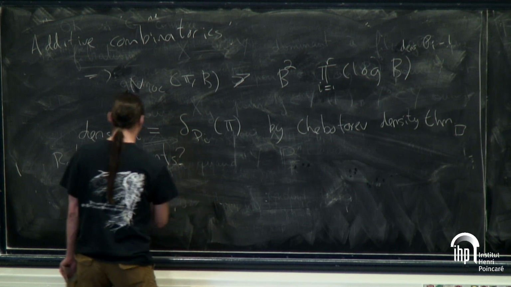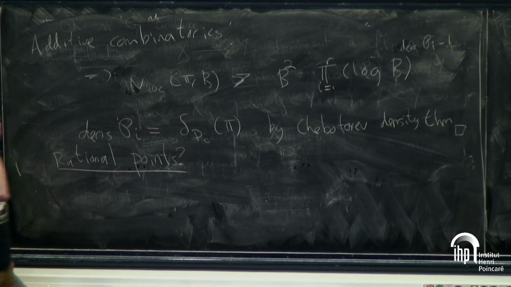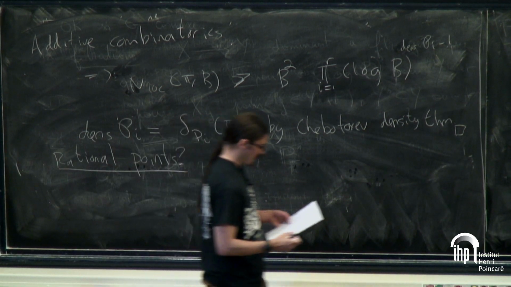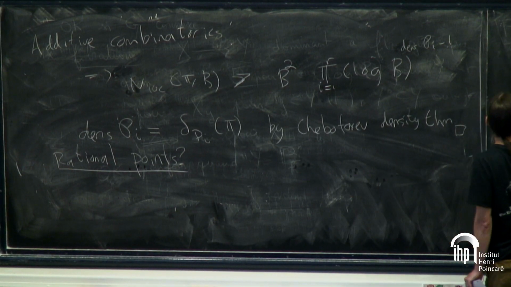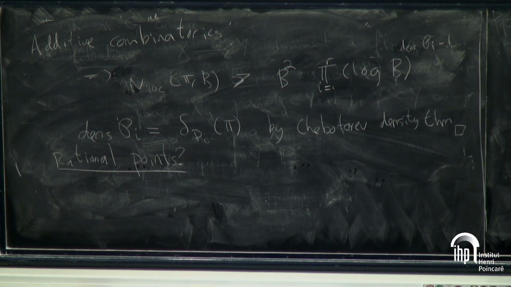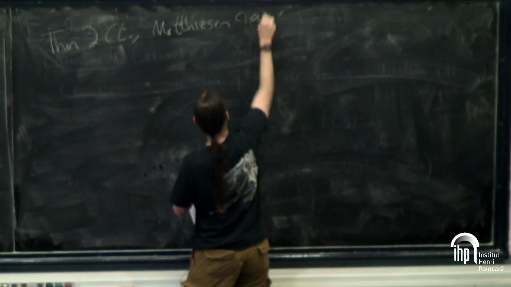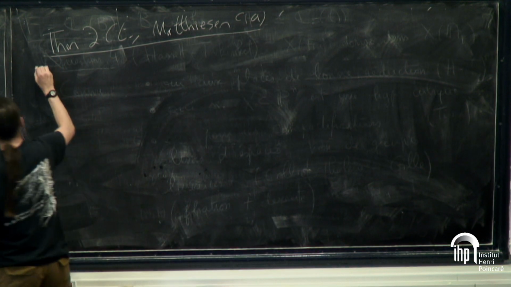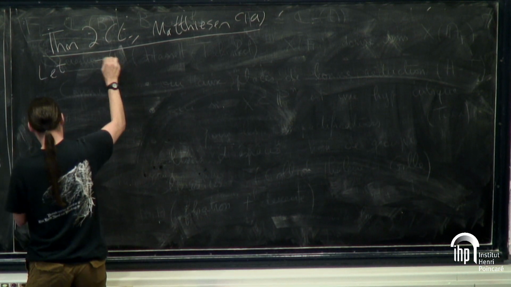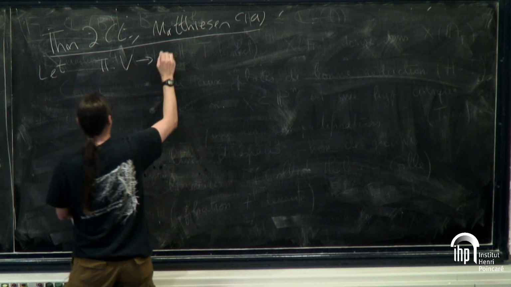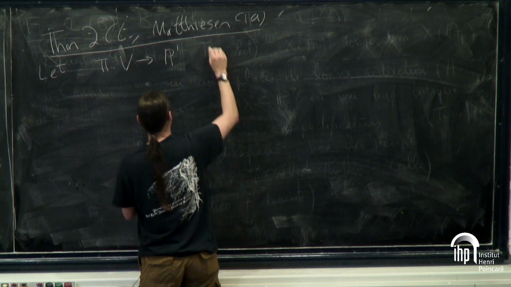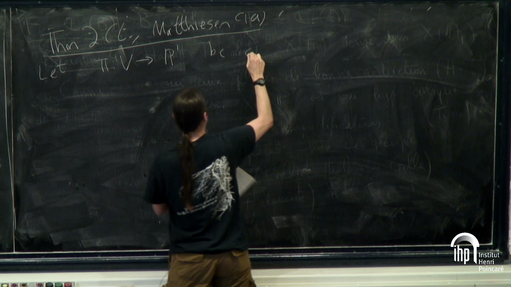So obviously, the biggest problem in general is you need to control failures of the Hasse principle, and we were able to do this in some cases. So this is Theorem 2, due to myself and Lilian Matthiesen. We're still looking at fibrations over P1. So pi goes from V to P1, a dominant morphism.